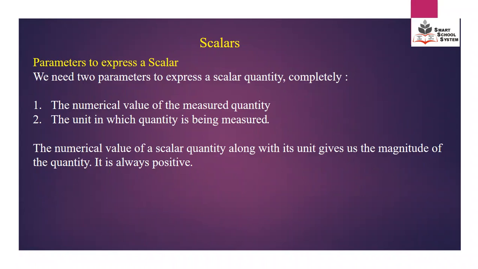Parameters to express a scalar. So as we discussed, we need two parameters. The first one is the numeral value of the measurement, and the second is the unit required. In the previous example, we studied that 6 is the numeral value and kg is the unit. So the numeral value and the unit are the parameters to express a scalar. The numeral value of a scalar quantity along with its unit gives us the magnitude of the quantity. It is always positive. Means scalars are always positive.